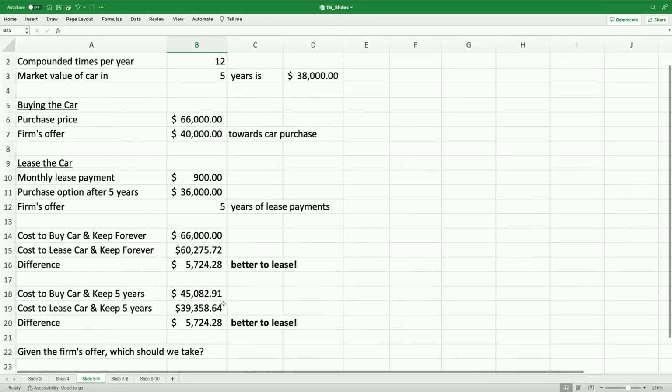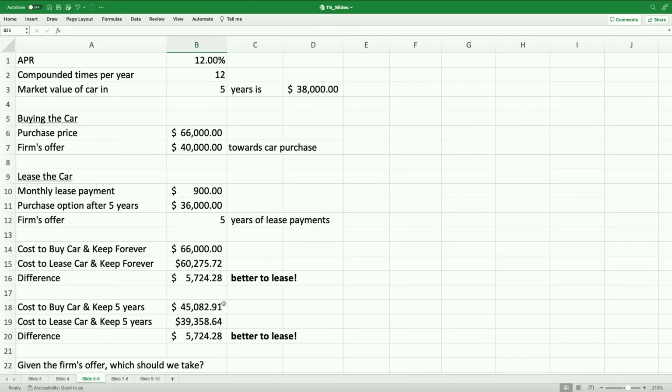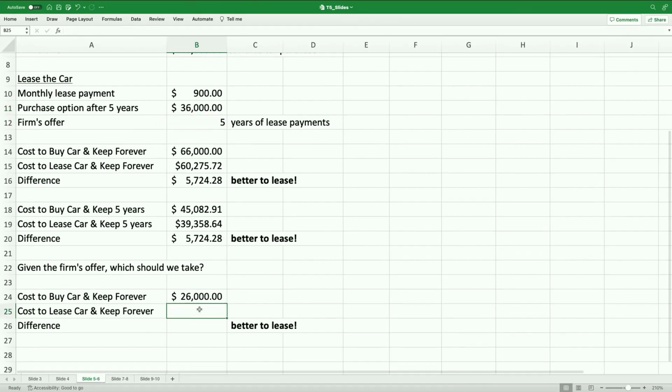All right. How about the cost to lease the car and keep it forever? Okay? Remind yourself what the firm is going to do in the leasing scenario. In the leasing scenario, the firm's offer is to make 5 years worth of the lease payments. I'm going to keep the car forever. So hopefully everyone sees the only thing that you're going to have to pay out, because the firm is going to make all the lease payments, is this $36,000 at the end in order to keep the car forever.